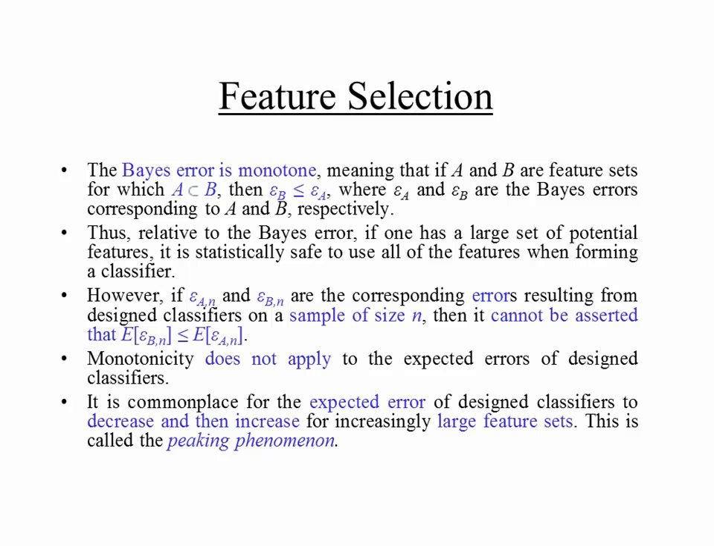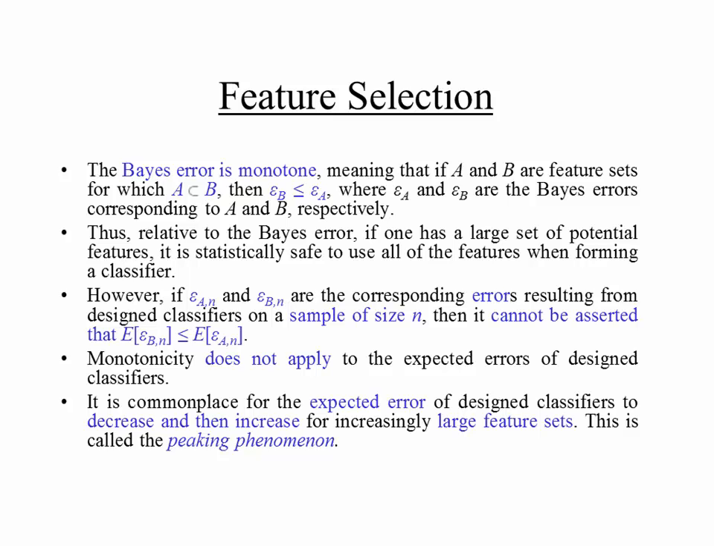And for the design error, it is not true that if you just keep on adding more features, you're going to be doing better. If you add more features, initially the design error goes down, but as you keep on increasing the features, the design error goes up. So the Bayes error is monotone, meaning that if A and B are feature sets for which A is contained in B, then the Bayes error corresponding to the set B is less than or equal to the Bayes error corresponding to the set A.